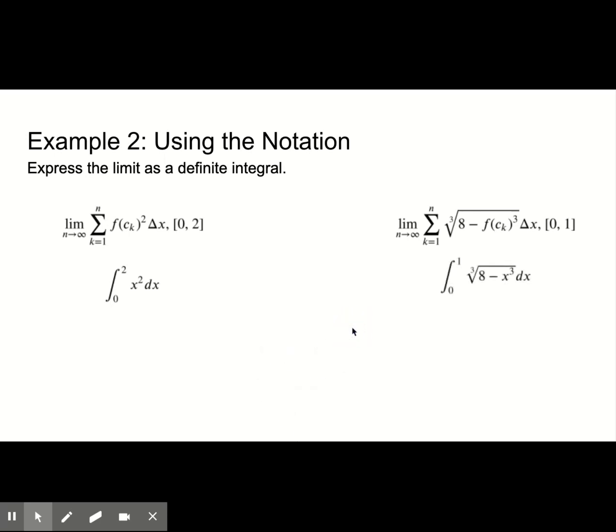The answer is the integral from 0 to 1 of the cube root of 8 minus x cubed dx.